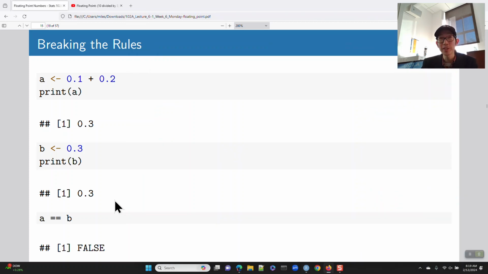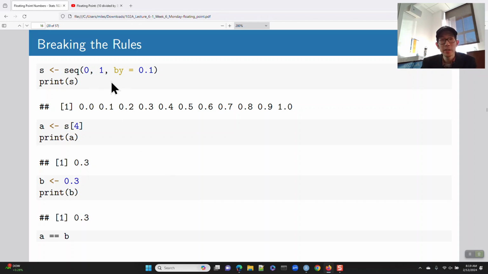These are just some of the things that go wrong, where it feels like 10 divided by 3 times 3 should equal 10, but we're getting something that's not quite right. Just another example: if I say, make a sequence from 0 to 1 by 0.1, it goes 0, 0.1, 0.2, 0.3, 0.4, 0.5, and I say, what is the fourth one here, which is going to be 0.3, and what about 0.3?